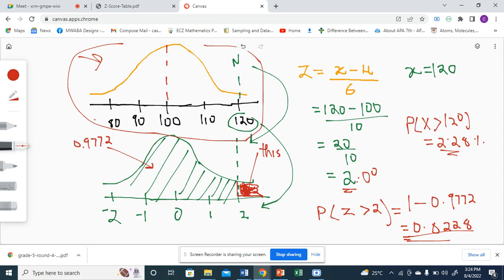Yes, sir. All right. So now you have to standardize this normal distribution. The standard normal distribution has a mean of 0 and a standard deviation of 1. As you can see, 0, 1, 2, we're moving just in increments of 1.